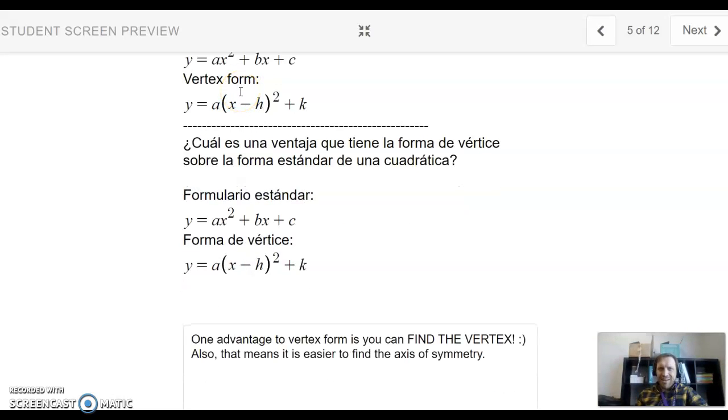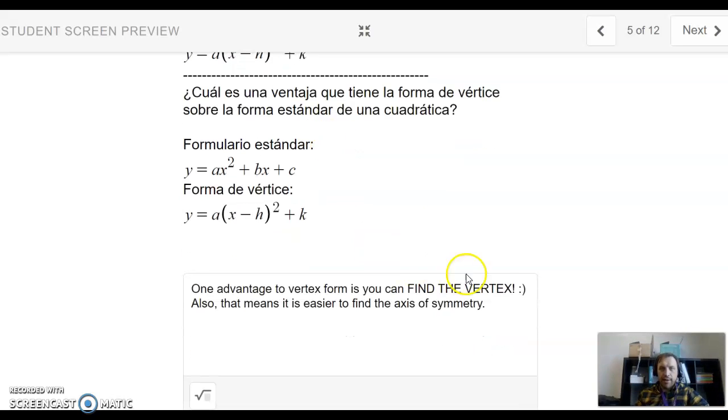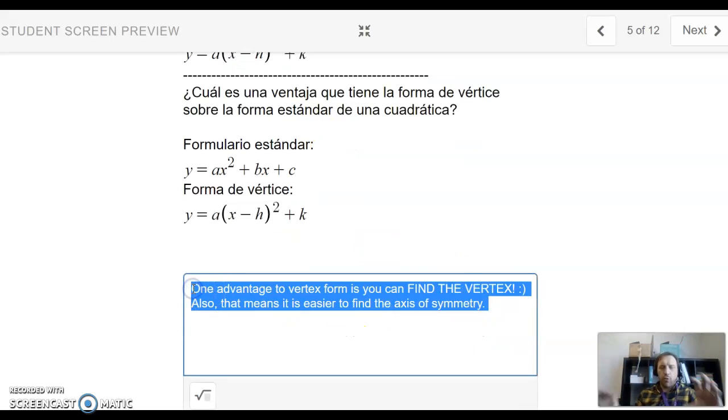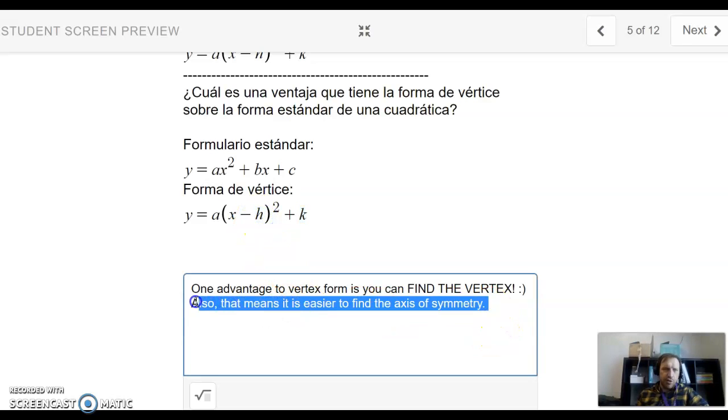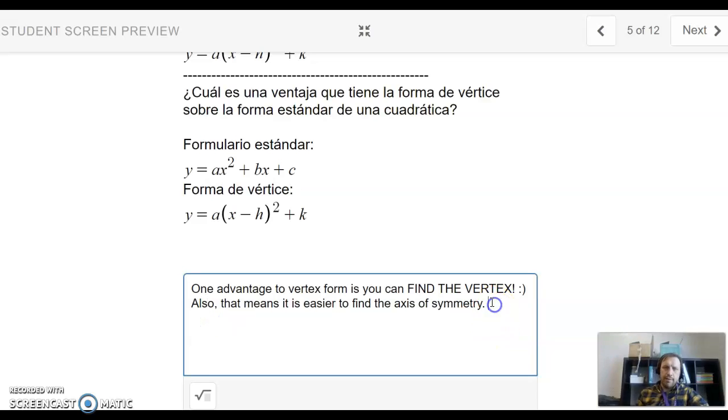So one advantage the vertex form has is you can find the vertex, right? That's why we call it the vertex form. The vertex is right in there. That h, k value shows up, right? h, k, all right? And then since we know what h is, we can find the axis of symmetry just by saying x equals h, right? So write that in your notes. Axis of symmetry, x equals h.